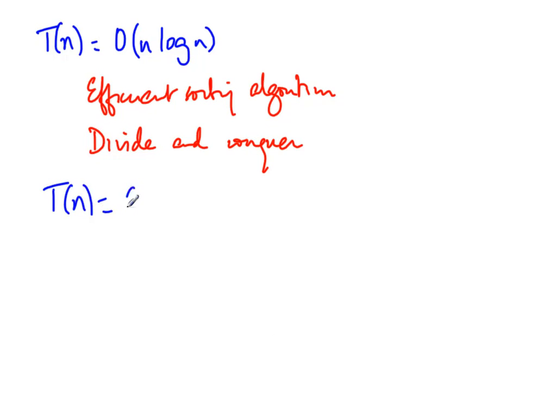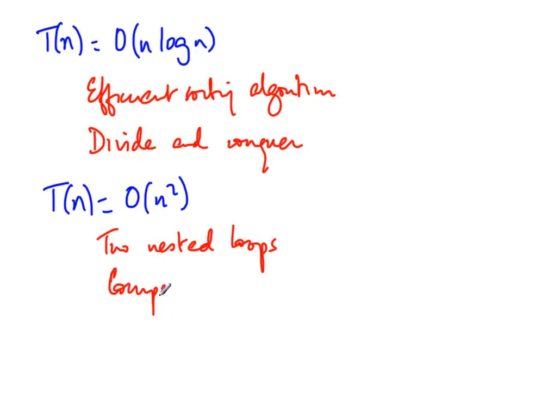A quadratic algorithm is something which basically has two nested loops. So when you're comparing all pairs, for example. A naive sorting algorithm, as we saw in the first lecture, would compare every pair to determine which is bigger, or the naive algorithm to compare distances between every pair of points in a region. So these will be n squared algorithms.